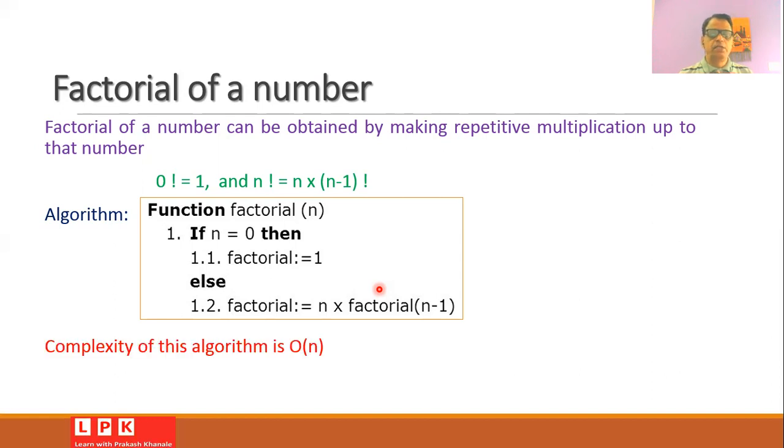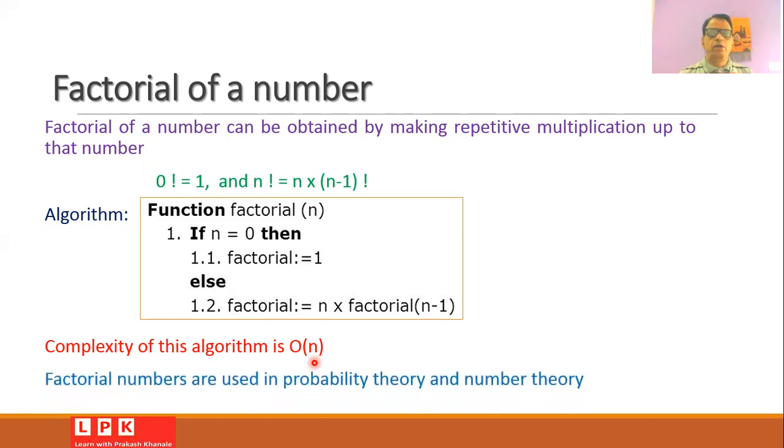Now, as far as the complexity of this algorithm is concerned, you will find that it is of the order of n. Factorial numbers are very important because they are required in the study of mathematics, as well as in probability theory and number theory. For such problems we need to make use of factorial numbers, because they give us all possible ways to obtain the solutions.